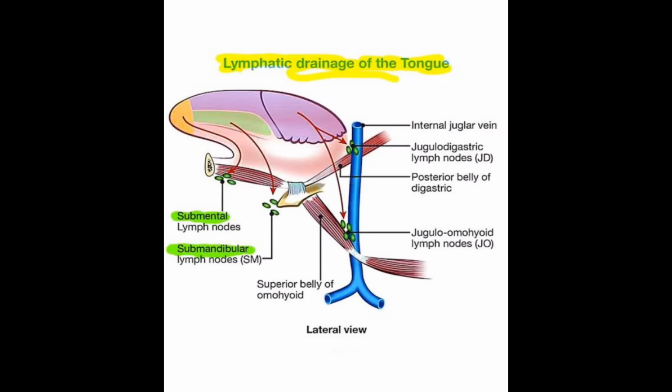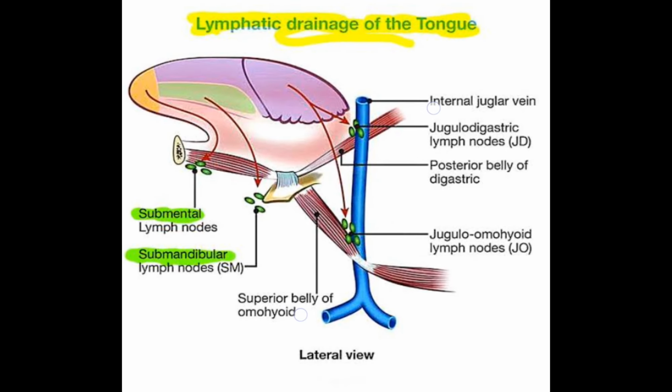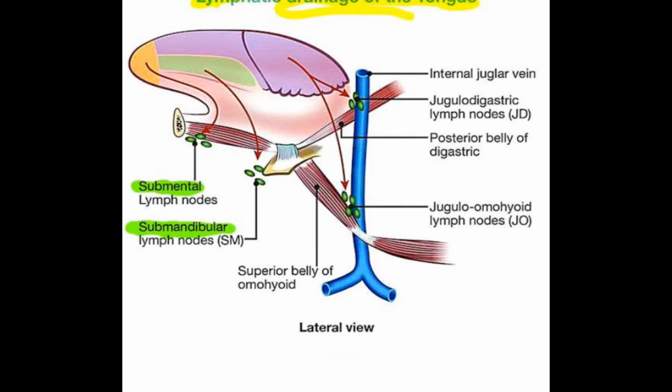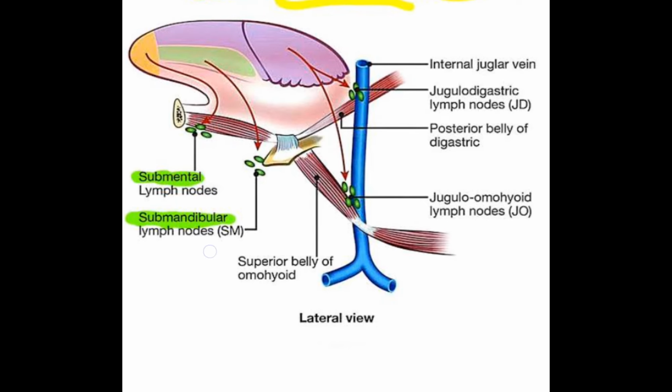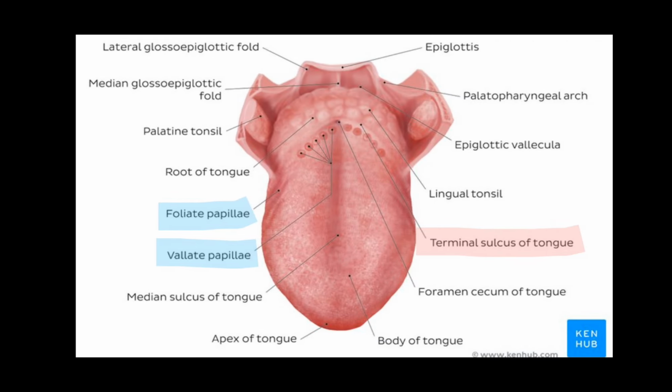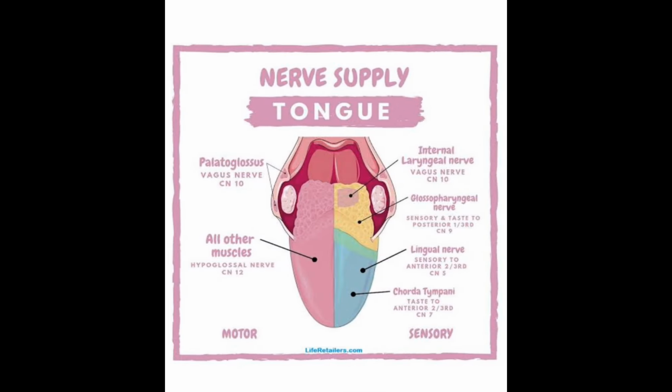Then next we come to the lymphatic drainage. In the lymphatic drainage, the tip of the tongue is drained by the submental lymph nodes, the anterior two-thirds by the submandibular, and the posterior one-third by the jugulo-omohyoid. So done with the development, the lymphatic drainage and the nerve supply: motor supply, sensory supply, and taste sensation. These are the things which we need to remember, we need to revise again and again. And if any question comes out of the tongue, it will be from this topic only.